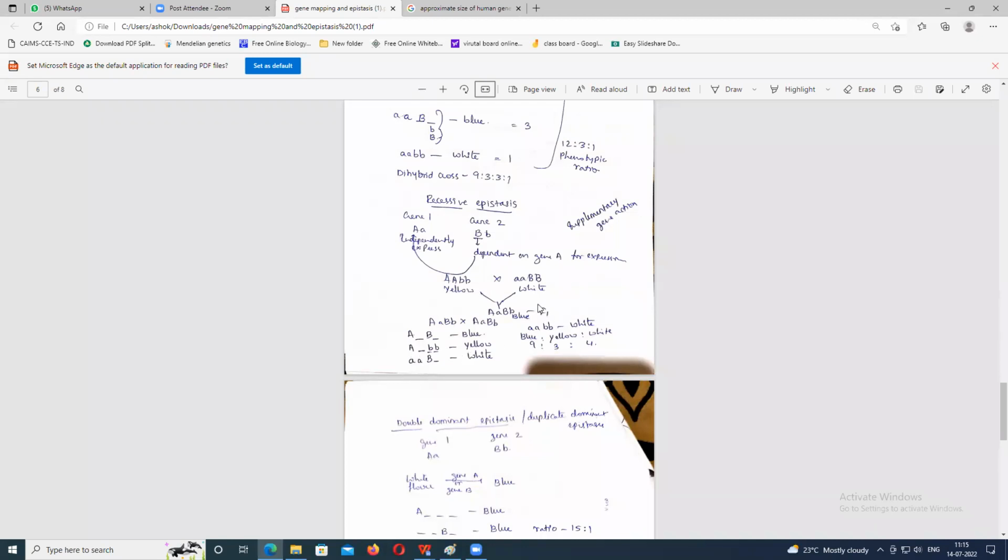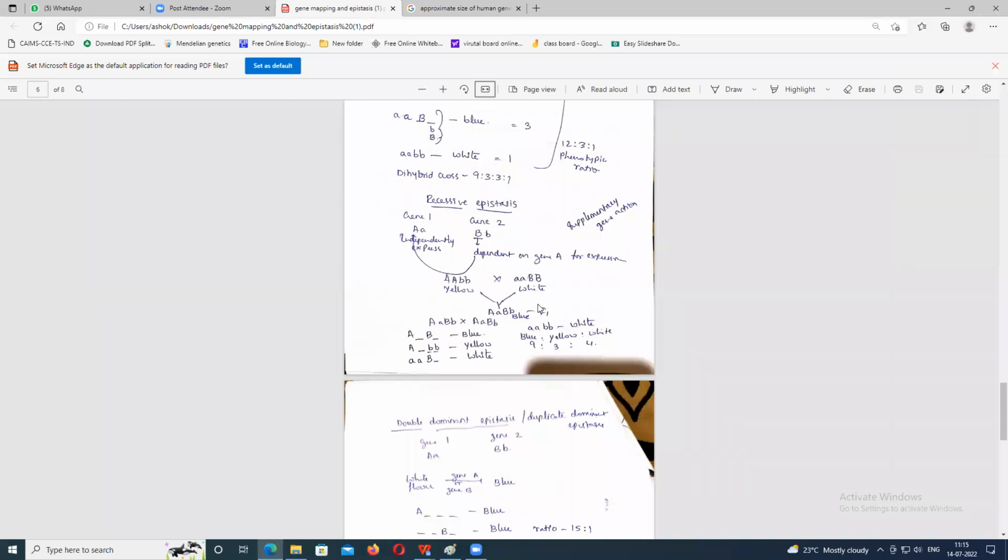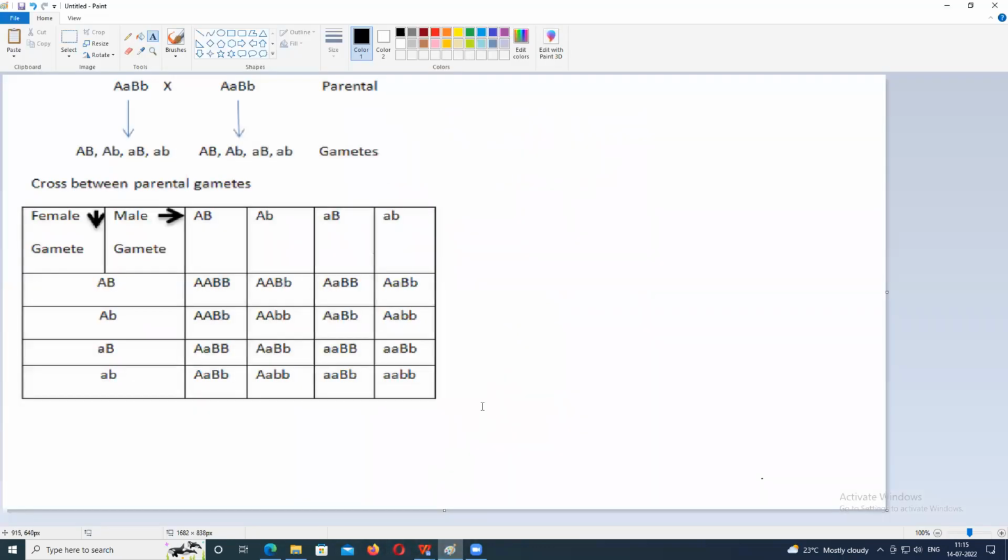Okay, this is understood like this only. The expression of B requires the presence of capital A. Recessive epistasis. Remember it like this. It is also called supplementary gene action. Now let us see the ratio. We got 9:3:4. So what is the condition there in recessive epistasis?